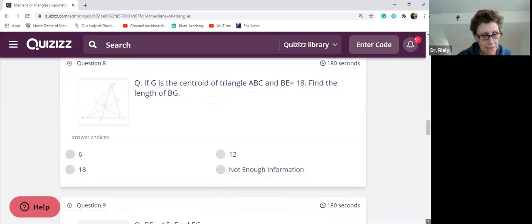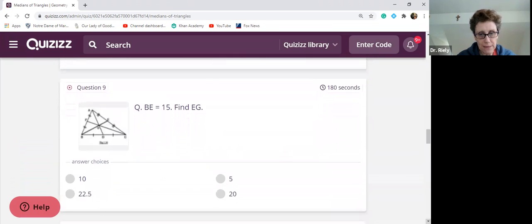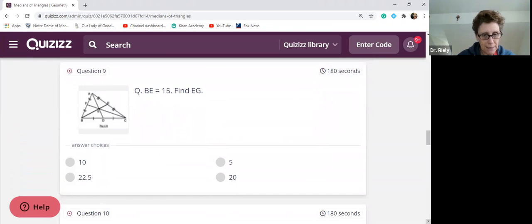Again, you can stop this at any time and go back over it, but this is the kind of stuff you should be able to do with medians. Okay, so BE equals 15. Find EG. Okay, so I just wrote that down.